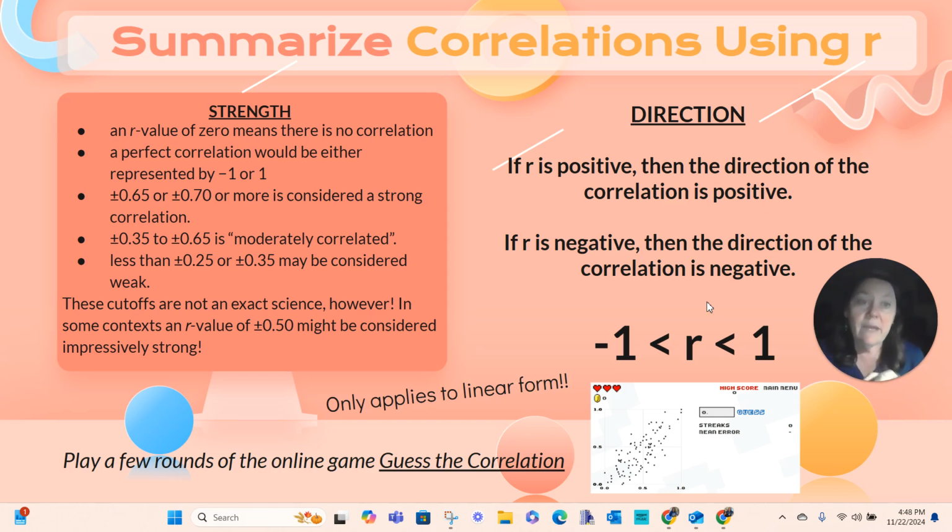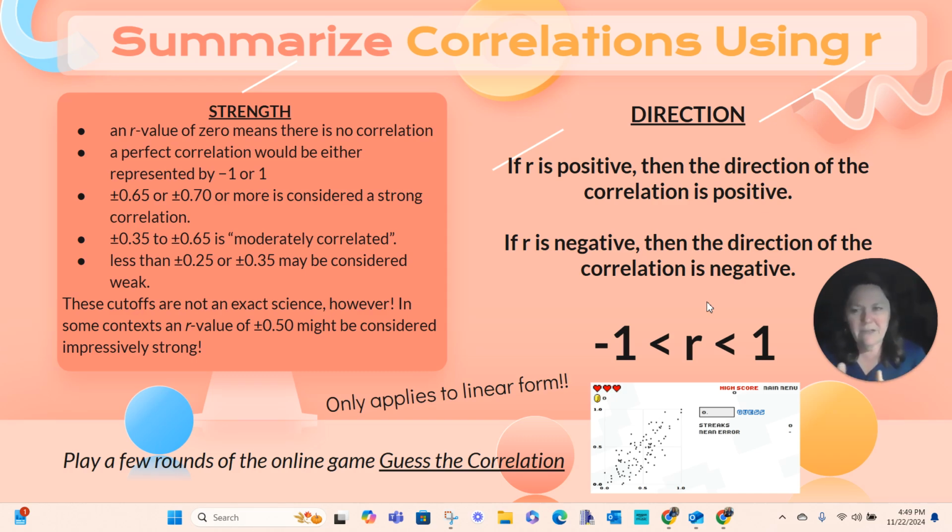Okay? And by the way, R only has something to do with straight linear form. We're only talking about linear forms here when we're talking about using R. We have a -1 would be a perfect negative straight line. A positive 1 would be a perfect positive straight line. And then in between, we give some clarifiers there.